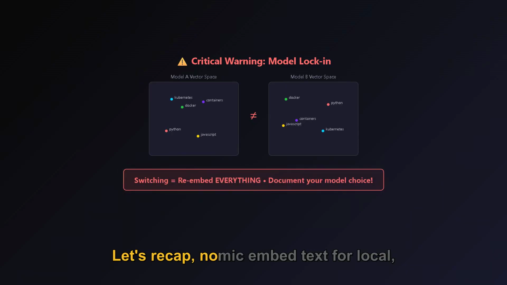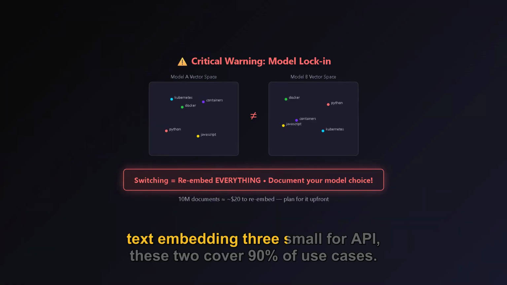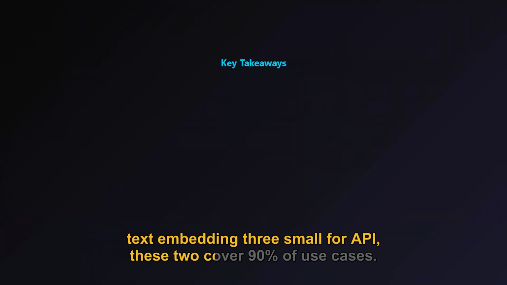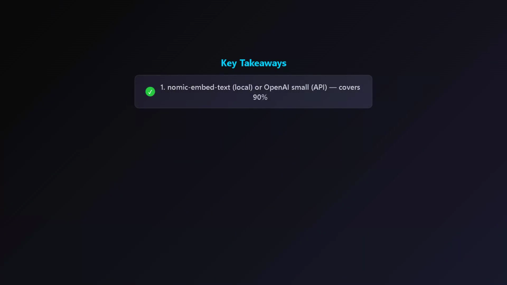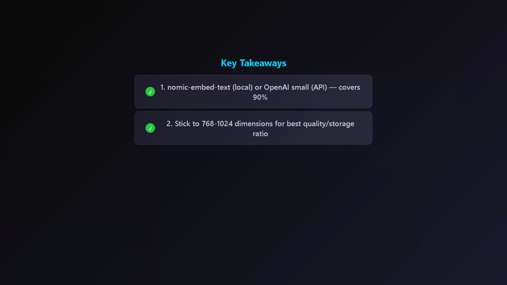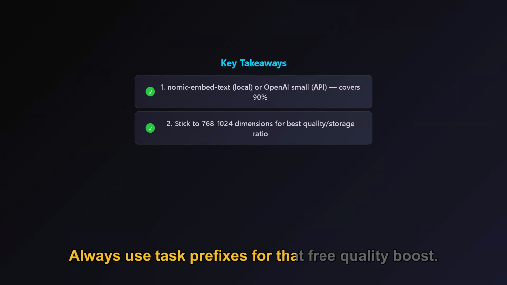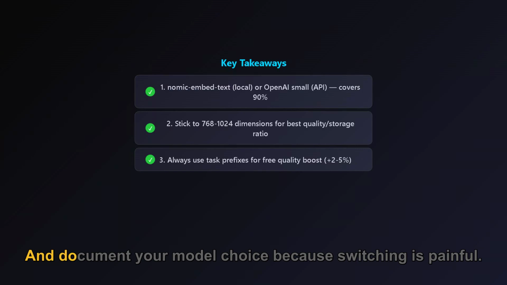Let's recap. Nomic-embed-text for local, Text Embedding 3 Small for API. These two cover 90% of use cases. Stick to 768 to 1024 dimensions. Always use task prefixes for that free quality boost. And document your model choice because switching is painful.